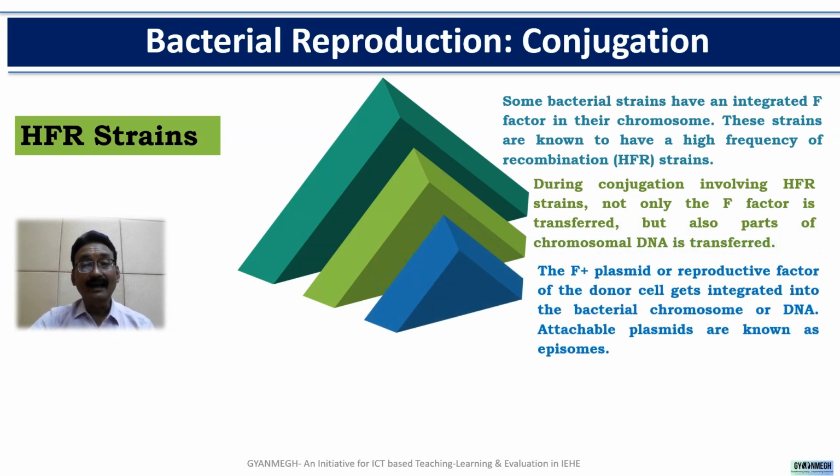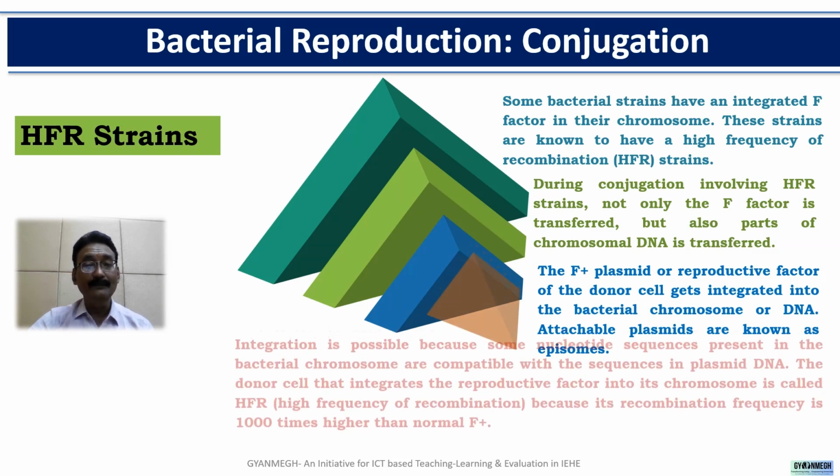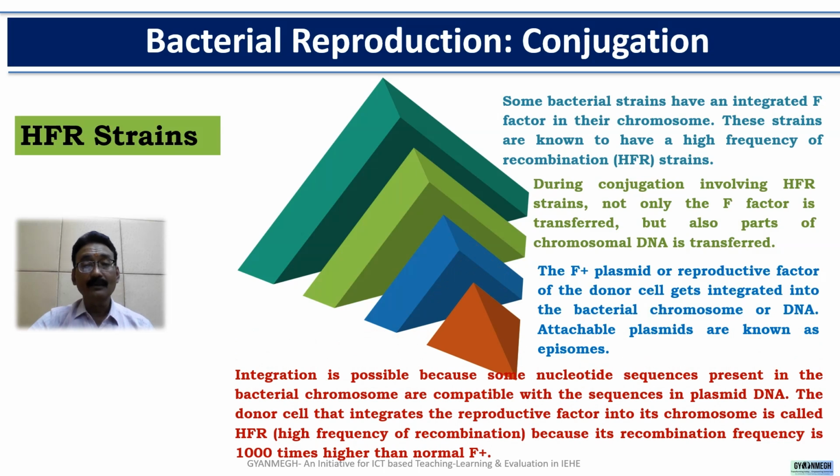The F plus plasmid or reproductive factor of the donor cell gets integrated into the bacterial chromosome or DNA. Attachable plasmids are known as episomes. Integration is possible because some nucleotide sequences of the bacterial chromosome are compatible with the sequence of the donor cell's reproductive vector. It recombines 1000 times more than the normal F plus strain, and that's why they are called HFR strains.